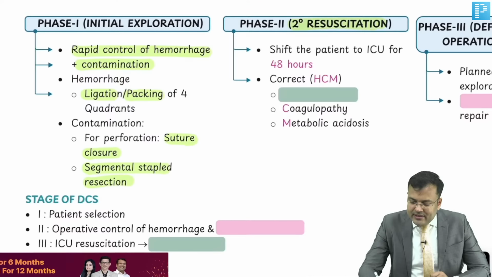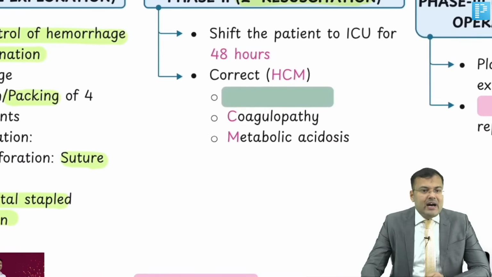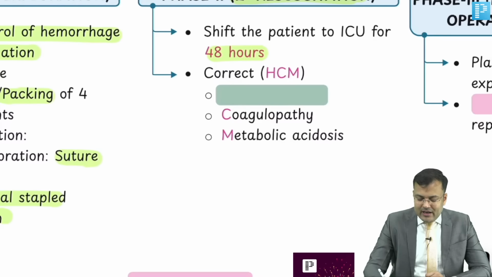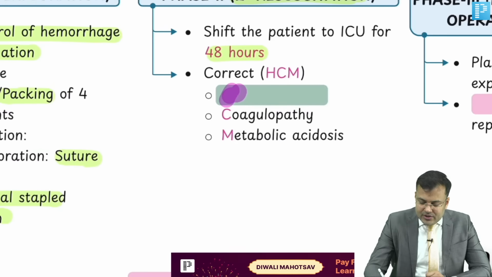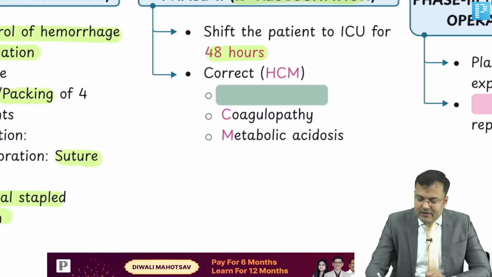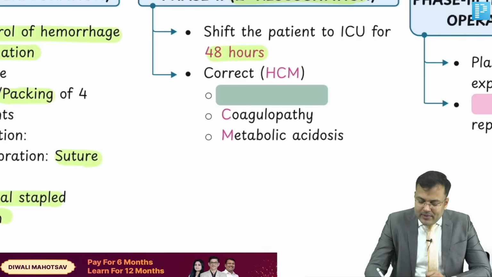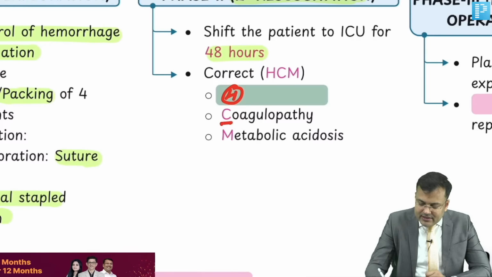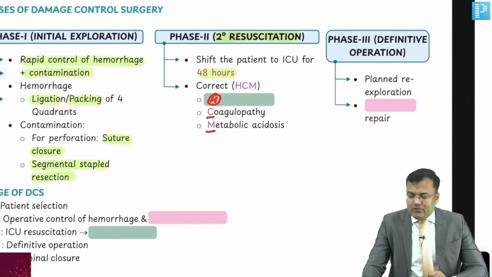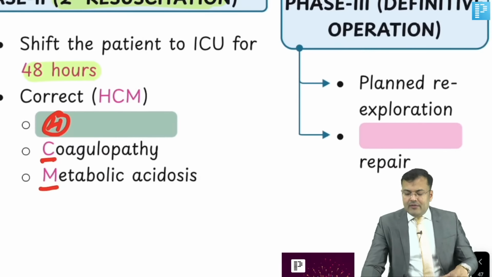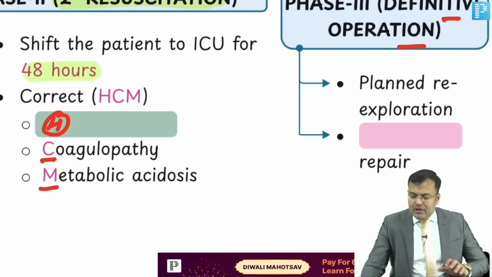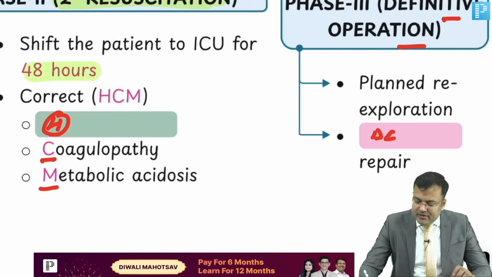Phase 2 is secondary resuscitation. For how many hours do we shift the patient? 48 hours, and we discussed we have to correct H. H means hypothermia. So, we have to correct hypothermia, coagulopathy, metabolic acidosis. So, it is HCM, and after that we shift the patient to OT for definitive operation. What we do is planned re-exploration and definitive repair.